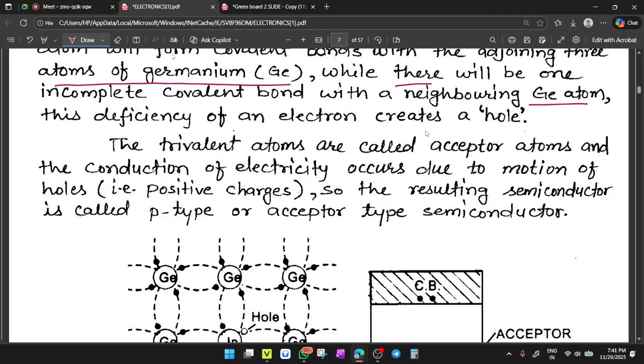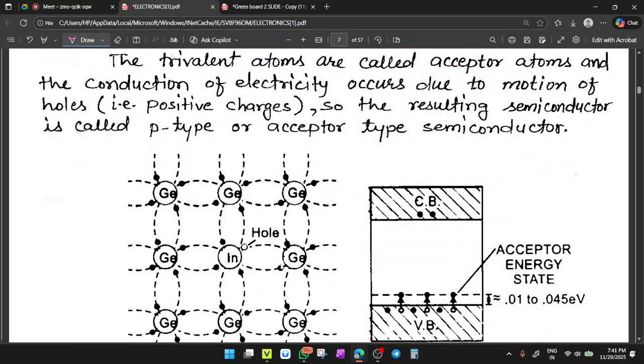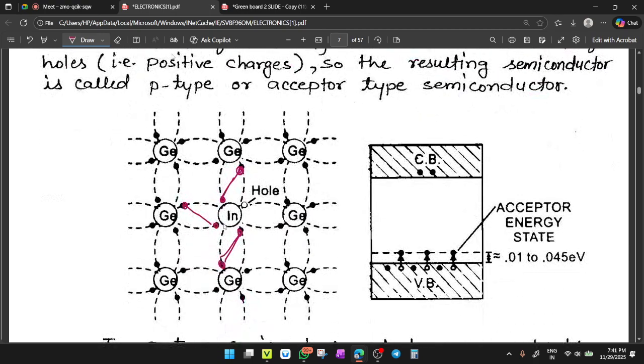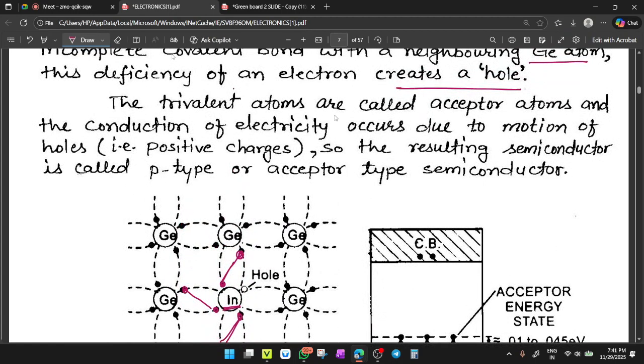This deficiency of an electron creates a hole. So see here, this is indium. Its three valence electrons contribute to make covalent bonds with three other electrons. So there is one bond here, one bond here, and one bond here. The fourth bond is not completed, so there is a vacancy called a hole. The trivalent atoms are called acceptor atoms. So this atom, indium, is called an acceptor atom. Clear? And the conduction of electricity occurs due to the motion of holes.